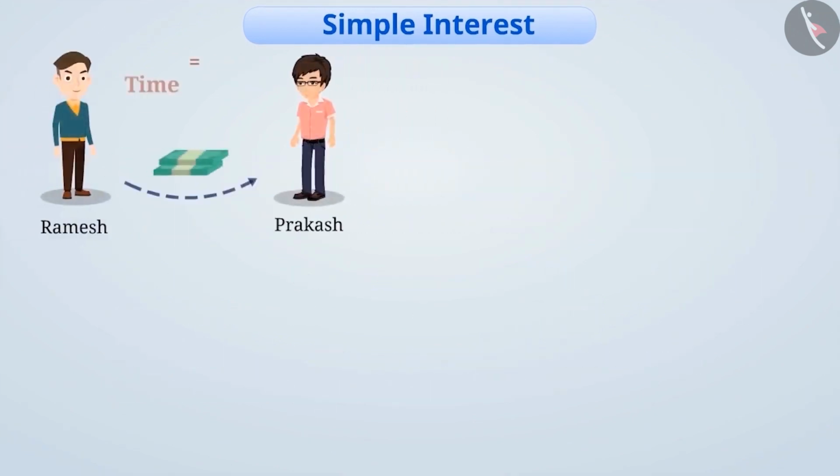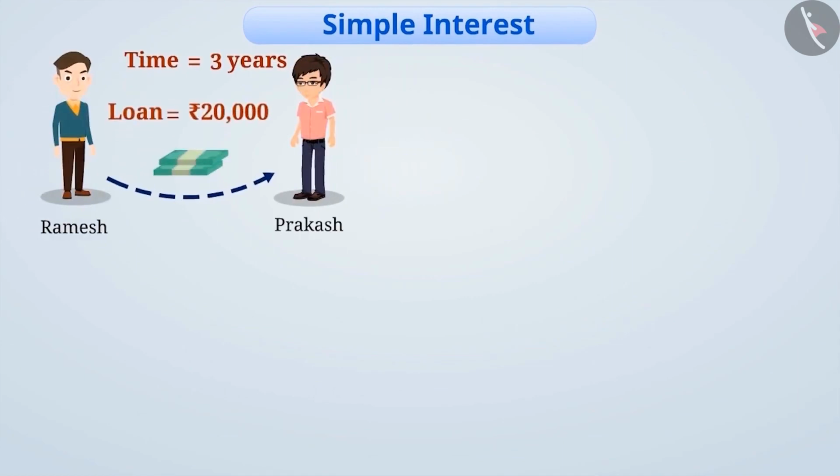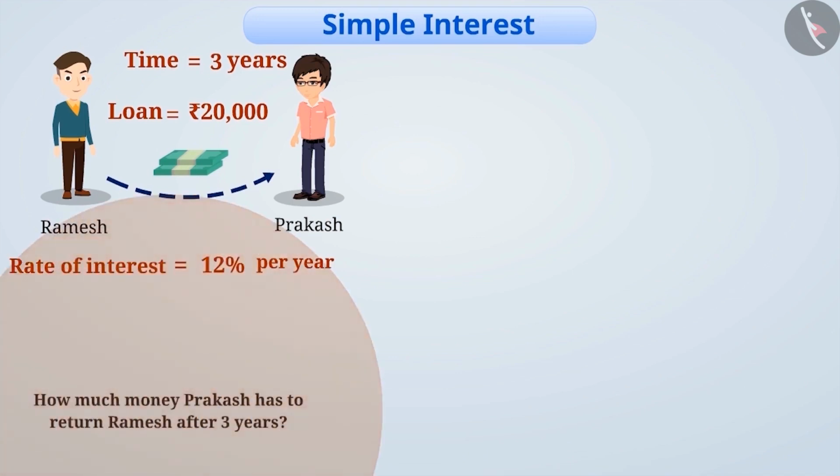Prakash borrows rupees 20,000 from Ramesh for 3 years. While taking the loan, they agree on the condition that Prakash will pay 12% interest per year to Ramesh for using his money. Let us find how much money Prakash has to return to Ramesh after 3 years. Here, rate of interest is 12% per year.